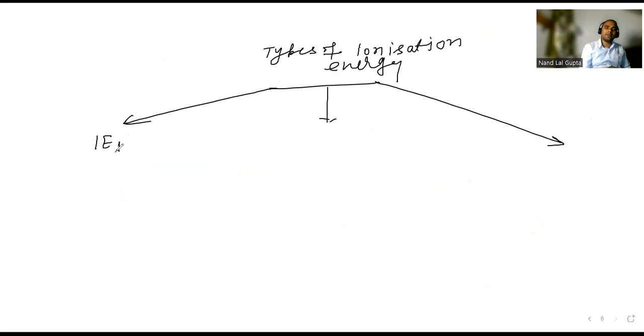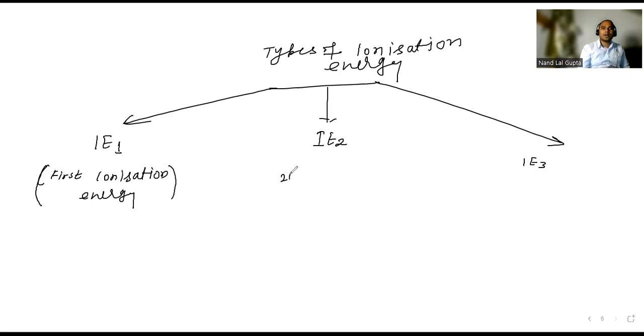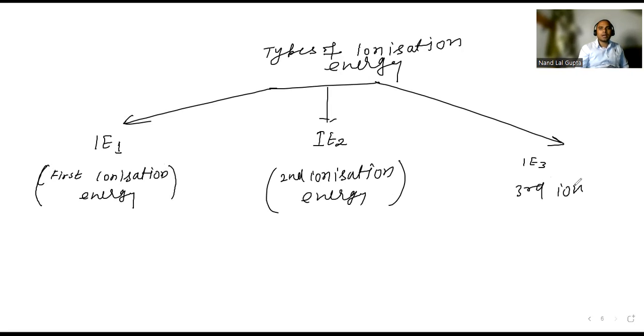The first one is IE1, the second one is IE2, and the third one is IE3. IE1 is called the first ionization energy. The second one is called the second ionization energy. And the last one is called the third ionization energy.